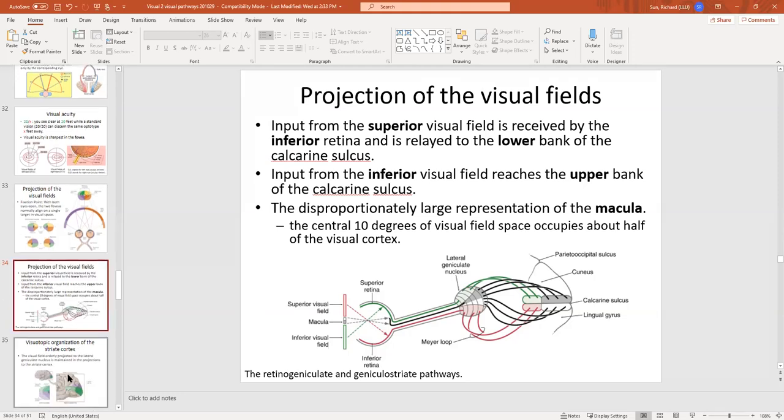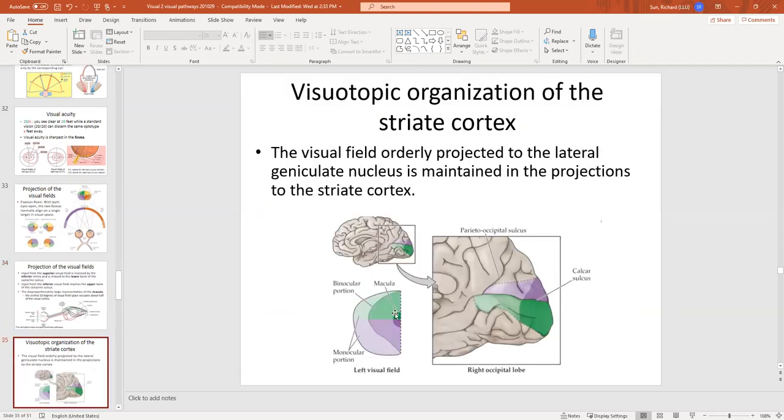What else do we need to know? This one here shows you the projection from the visual field to the visual cortex, and the macula is projected down here. We know that already. The more peripheral portion is projected into the deeper region of this sulcus. So this is called the visual topic, the topical projection organization to the striate cortex.